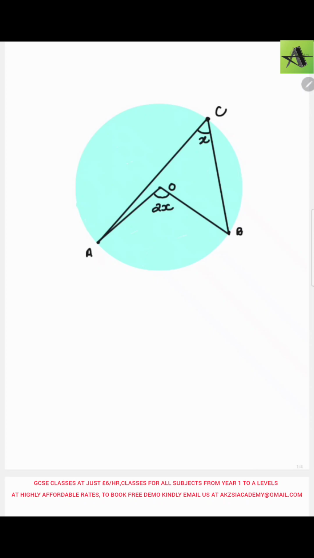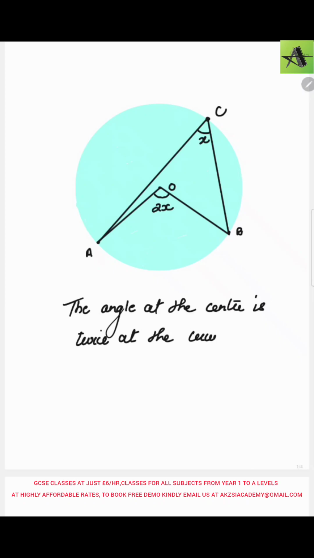It says the angle at the center, or the angle subtended by an arc at the center, is always twice that at the circumference. So I'll be writing: the angle at the center is twice the angle at the circumference.